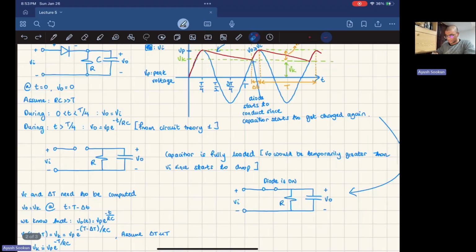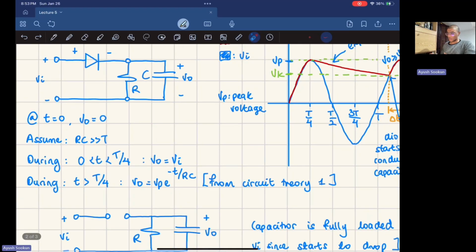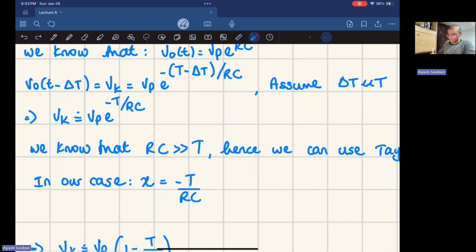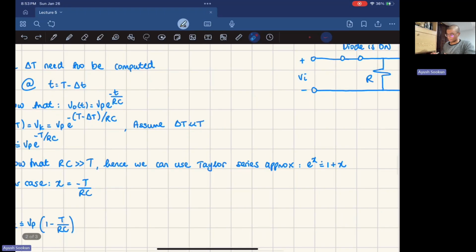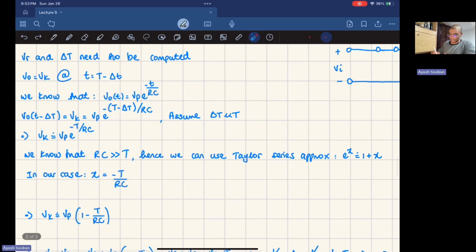Now, at the start of the problem, I said that we're going to assume that RC is much greater than the period. And this is an assumption that you can make for almost all, I'm pretty sure all, rectifier questions. And because of that assumption, you can use a Taylor series approximation. e to the x is equal to 1 plus x. All right? That's just a Taylor series approximation. In our case, we don't have e to the x, we have e to the minus t over RC. So I can say that x is equal to minus t over RC.